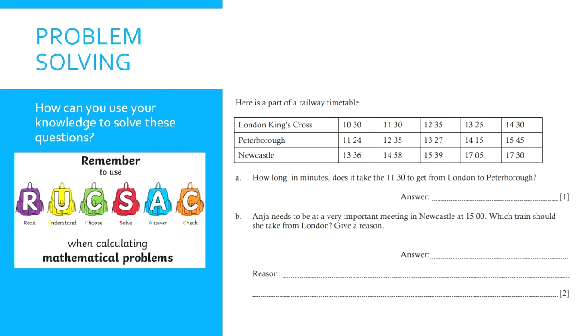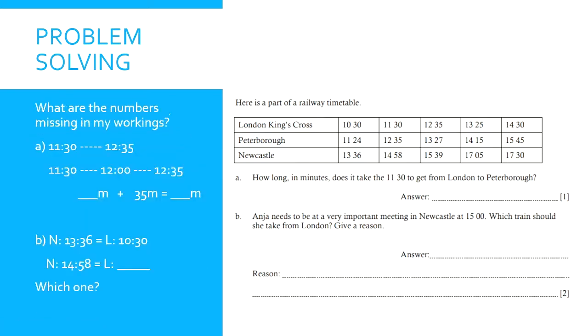We now need to choose what kind of methods we need in order to solve this. So here's the workings I did. I used a timetable method for section A here because I need to know how long the 11:30 train takes to get from London to Peterborough.